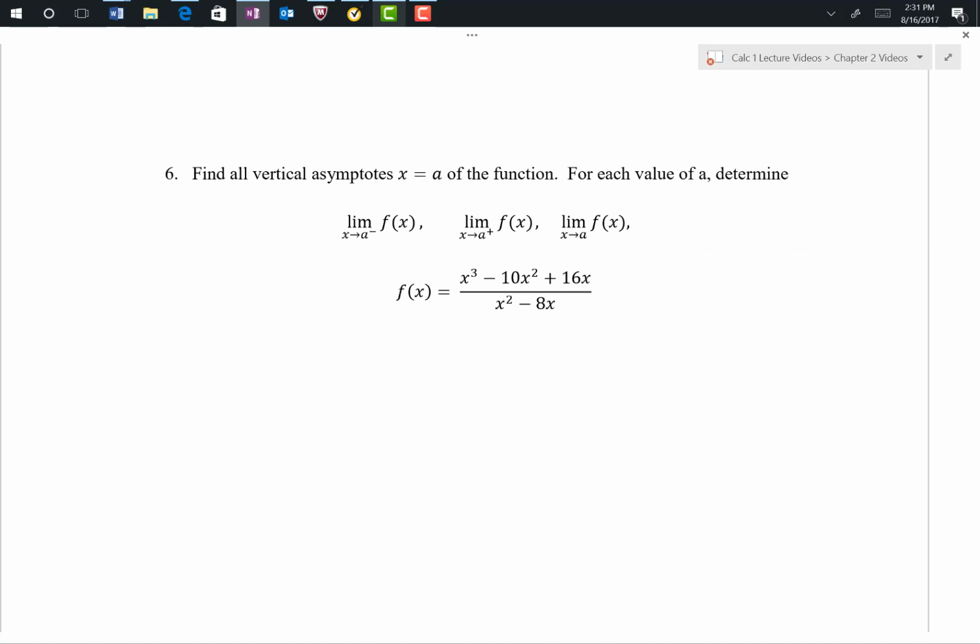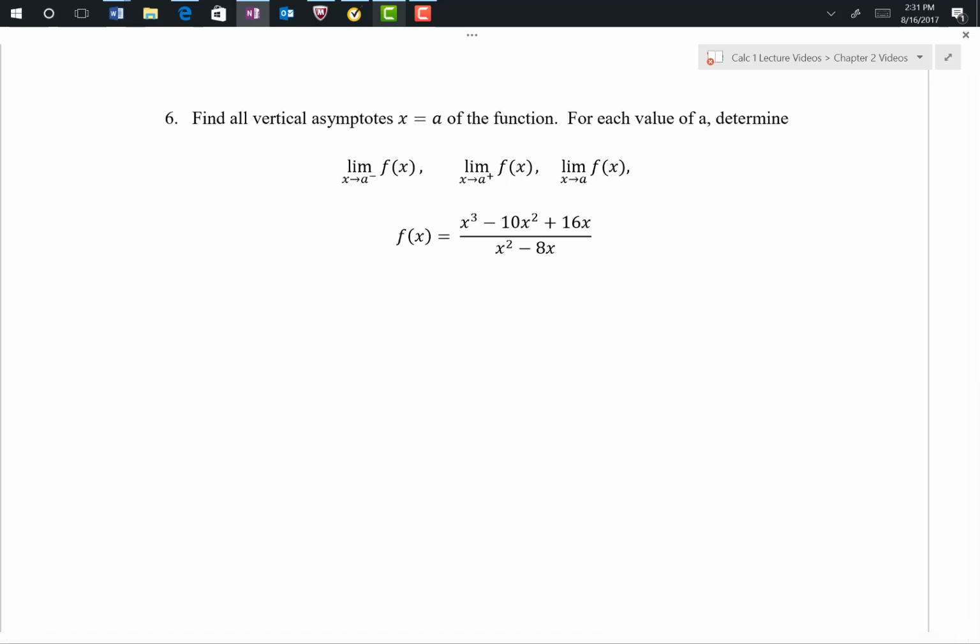Okay, so find all the vertical asymptotes x equals a of the function, and for each value determine the limit. Okay, so we need to look at the domain, so we need to factor f of x. So in the numerator we could take out a greatest common factor of x. Same thing in the denominator. And then factor the numerator again.